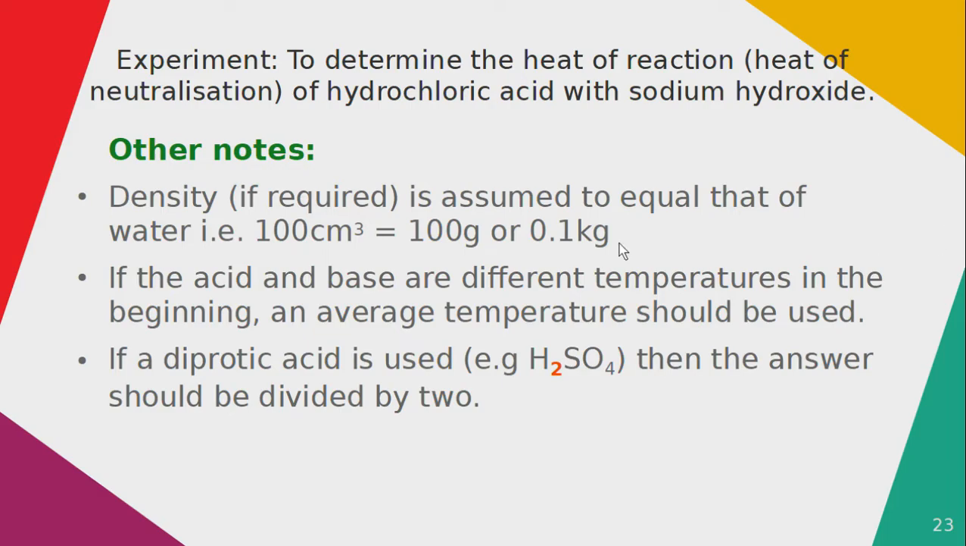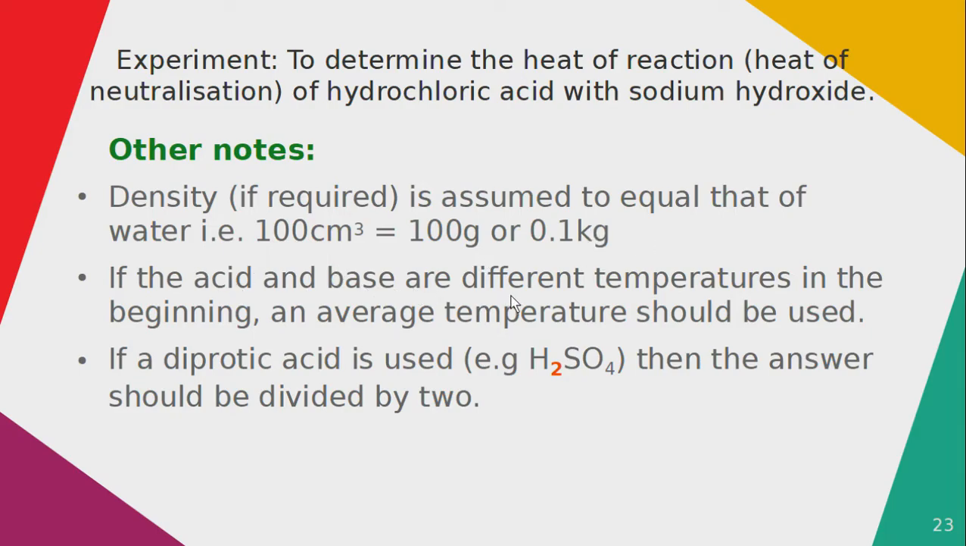Other notes on this, you will need to know density, and it's nearly always mentioned in the question for you, but if not, you assume that it's equal to the density of water. So in the lab, if you're told to get 100 grams of water, you don't need to measure it out using a mass balance. You can just get 100 centimeters cubed of water. The density of water is 1 gram per centimeter cubed, so 1 gram of water is the same as 1 centimeter cubed of water. And we're always working in kilograms for this, so that's why it's written there in kilograms for you.